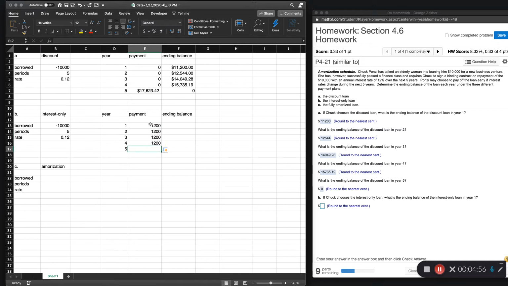Okay, now what does that mean for our ending balance? Well, it means that we still owe the principal, which is the $10,000. So we'll keep that $10,000. Again, we'll make sure it doesn't change, just making it positive, okay? And that $10,000 is going to come to the final year.